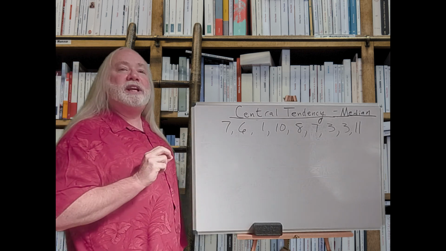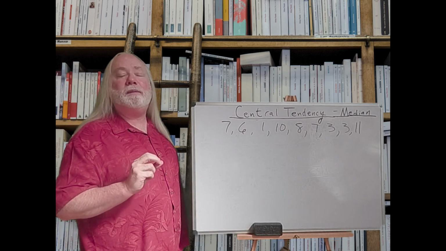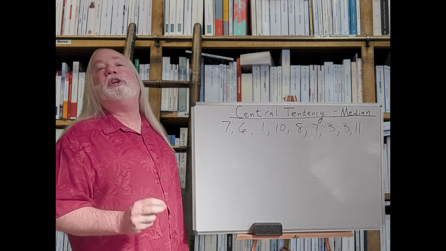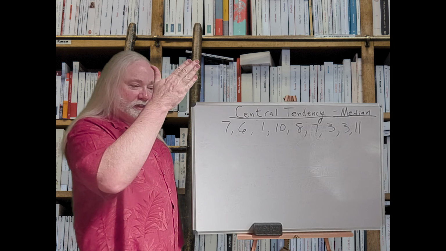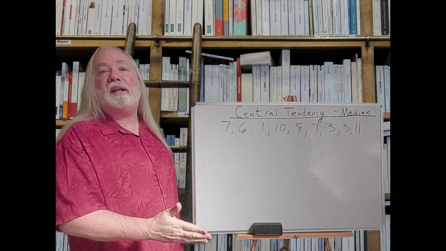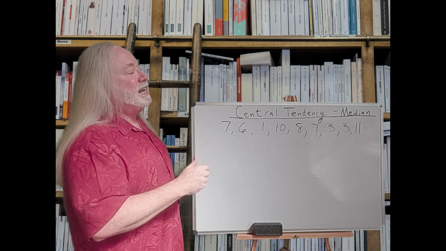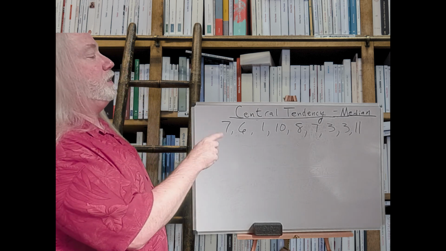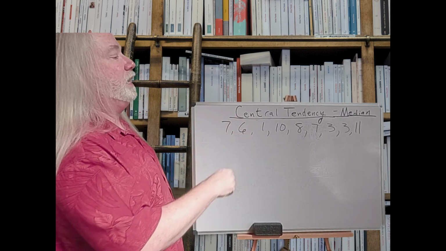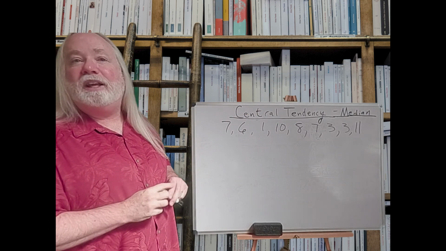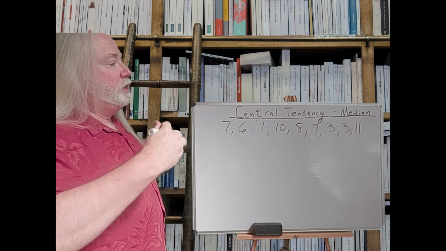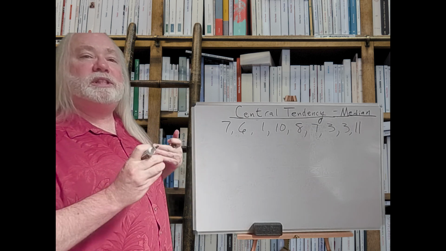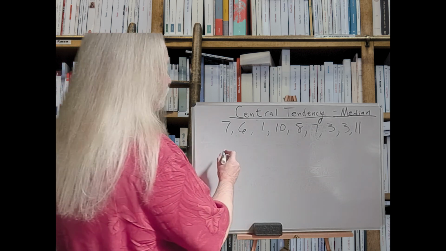So if we're going to look for central tendency using the median, what that says is we're going to take our data and simply look for the value literally, physically, in the middle of the list. So I've already written down a whole bunch of numbers that I just made up on the board here: 7, 6, 1, 10, 8, 7, 3, 3, 11. And we want to find the median for this data. So our first step is to arrange it from lowest to highest value. So let's do that right now.